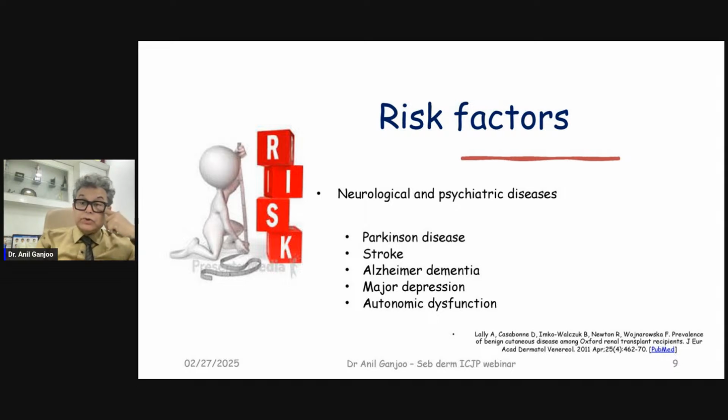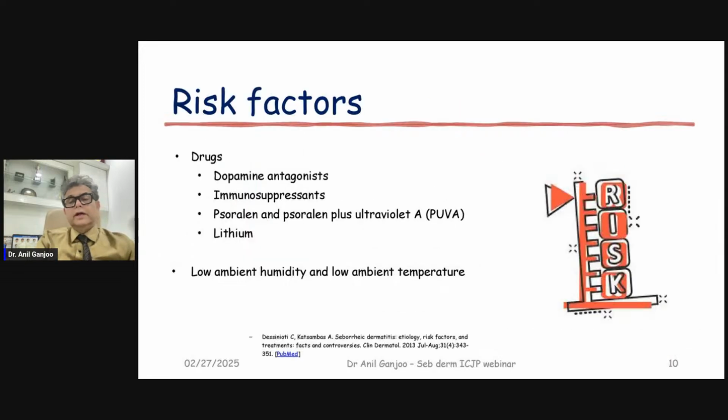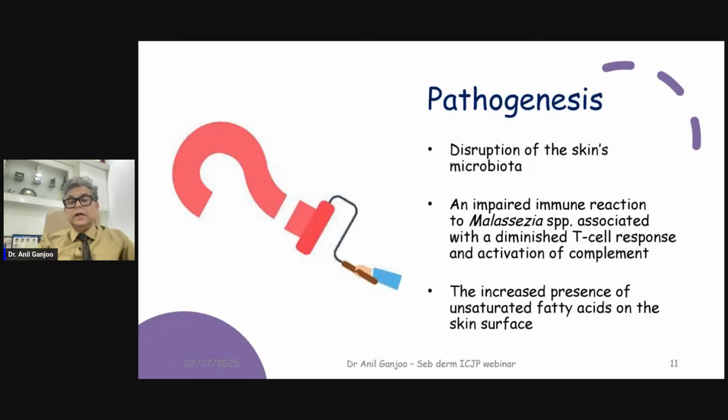Neurological and psychiatric disorders are also associated with a higher incidence, like patients of Parkinson's, stroke, Alzheimer's, depression, autonomic dysfunction. All these patients will have a higher incidence of the disease. Certain drugs like dopamine antagonists, immunosuppressants, lithium, which is given for depression, and low humidity and temperature in the atmosphere, all these are risk factors, and can be associated with a higher incidence.